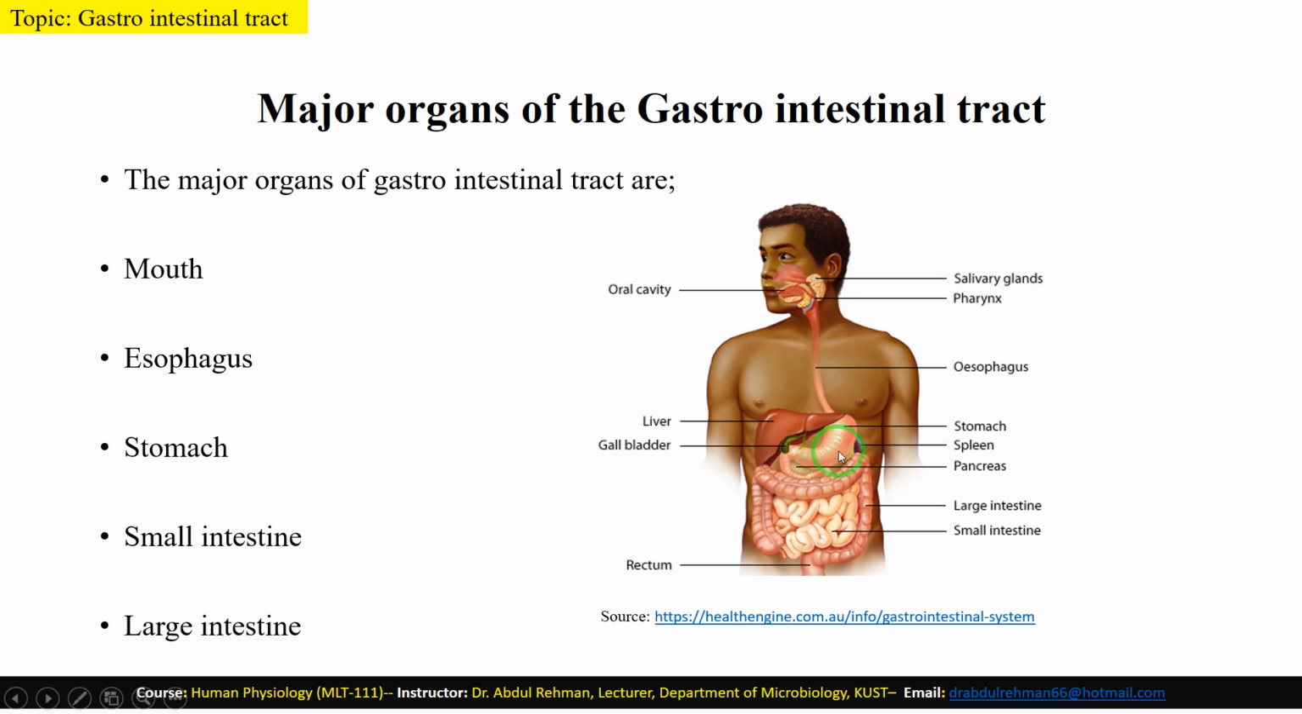The stomach is connected with the small intestine, and the small intestine has three different parts: duodenum, jejunum, and ileum. The small intestine is connected with the large intestine, but this portion we will discuss in the next part of the same lecture.